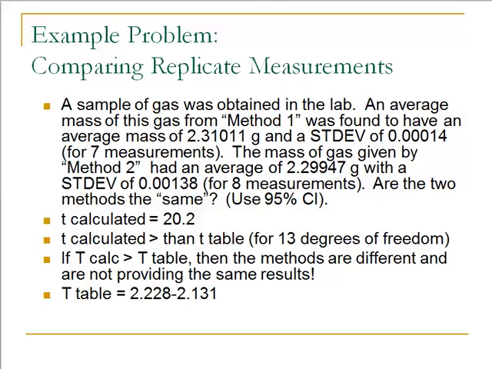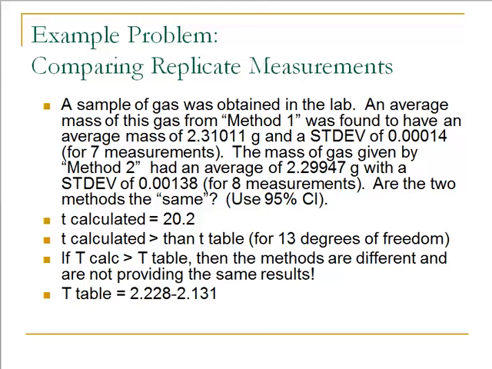Then that same sample, that's the kicker, the same sample was analyzed again on a different method. We called that method 2. Who cares what that method is going to be? Doesn't matter. And it had an average of 2.29947 with a standard deviation of 0.00138. And we did that 8 times. So a person did an extra trial run. It doesn't matter. We can do that. That's legal.